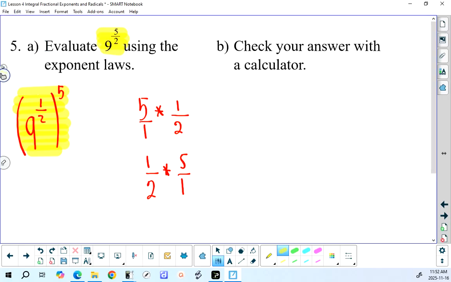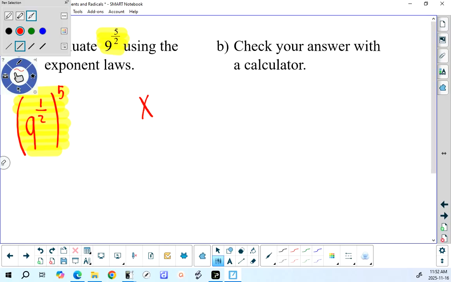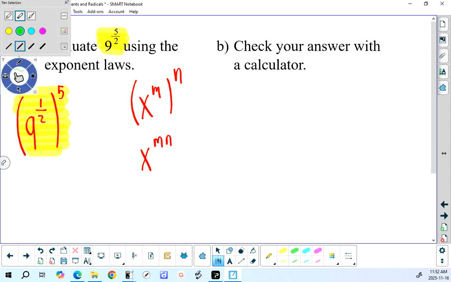I'm going to erase this part in the middle because we don't really need it anymore. Why are these two things the same? They're the same because of the rule that we call a power of a power, where it doesn't matter what letters I use, x raised to the m, raised to the n. We have learned, and we've used this a lot over the past probably 5 days of you practicing this stuff, that you multiply the exponents together. So these two exponents multiplied together will give you this exponent.